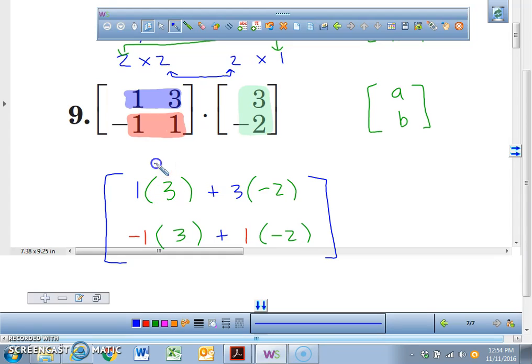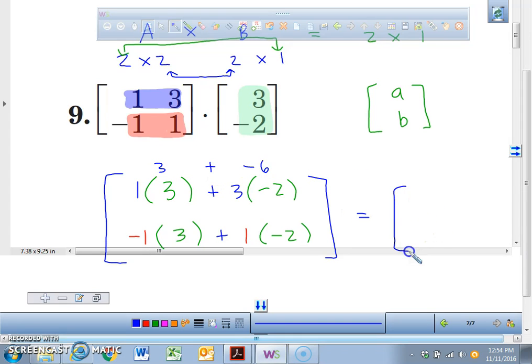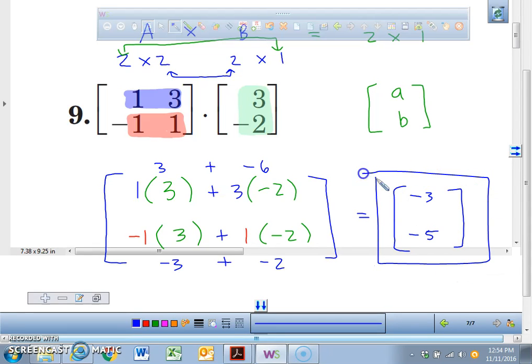We've got 1 times 3, which is 3, plus 3 times negative 2, which is a negative 6. What's 3 plus a negative 6? Negative 3. All right, here we've got a negative 1 times a 3, which is negative 3, plus 1 times negative 2, which is negative 2. Add those together, you get negative 5. And that's your answer. And notice, it's a 2 row by 1 column.